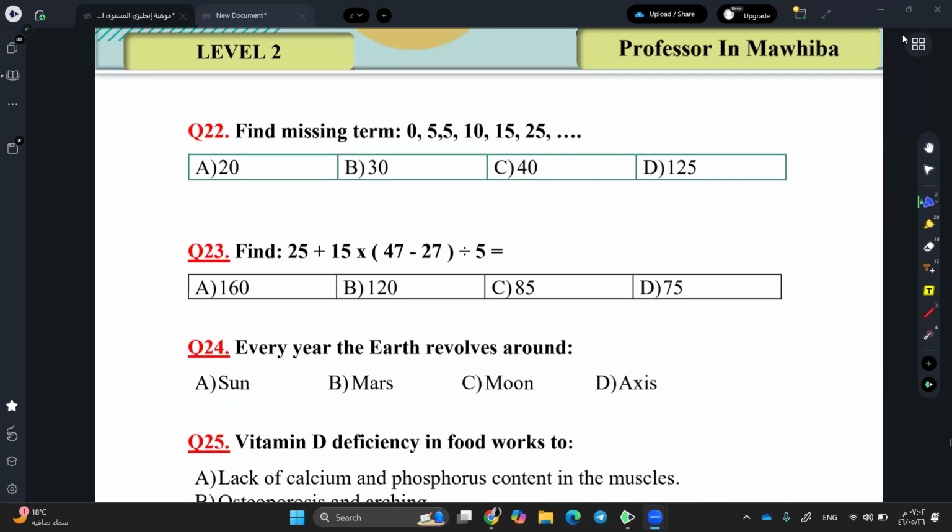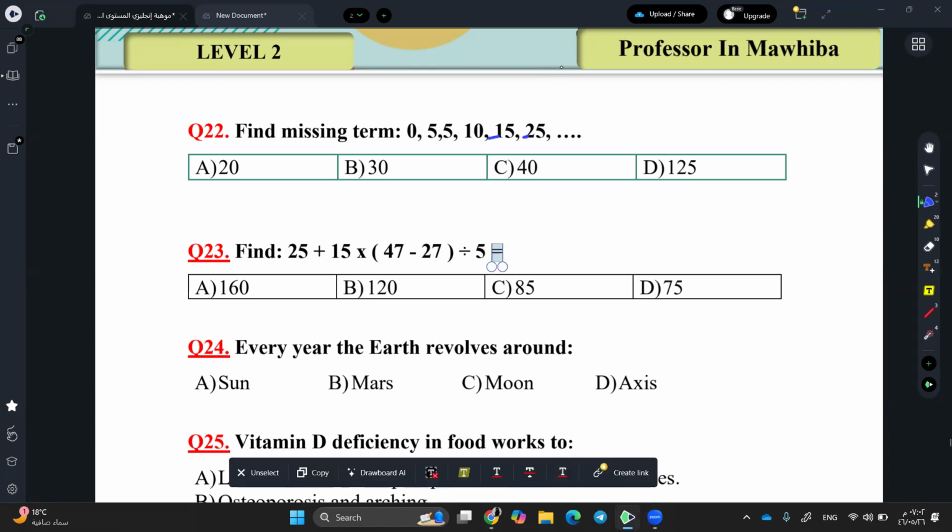Okay, question number 22. Find the missing term. Wait, I think there's an error in the question. No, here, let me help you. Here you have 0, 5, 5, 10, 15, and 25. There is a space here, but it is just a writing problem. So the pattern is going to be 5, 5. Let me help you here.